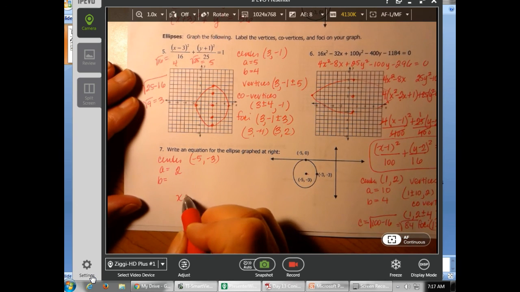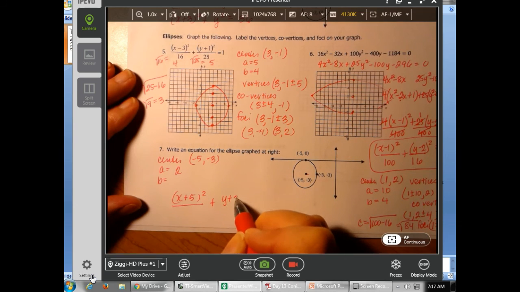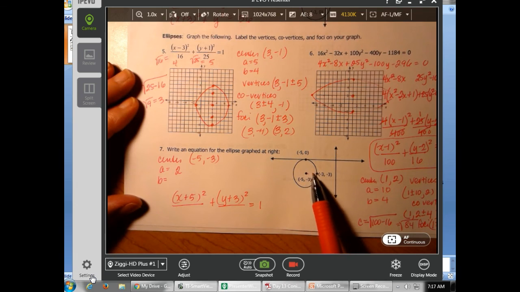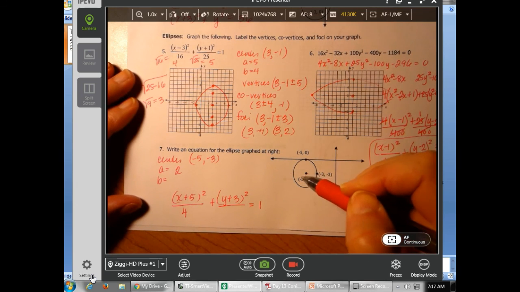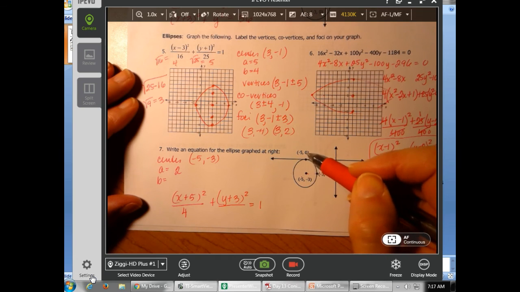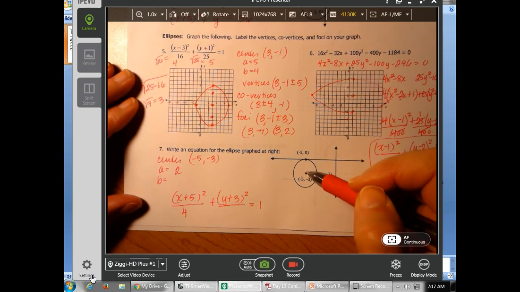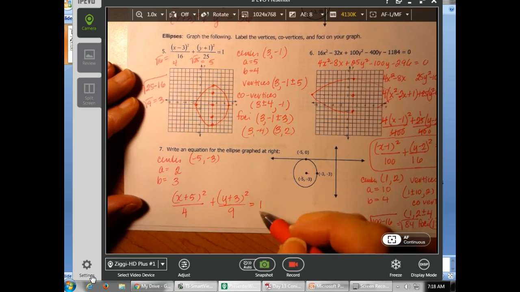So let me put this in place. So x plus 5 squared, y plus 3 squared equals 1. And because I'm going 2 to the right and 2 to the left, I square and I get a 4 there. And then when I'm moving from -5, -3, and I'm going up to -5, 0. So you see the -3 to the 0 is going up 3. So my b is 3, meaning my denominator here is 3 squared, or 9.